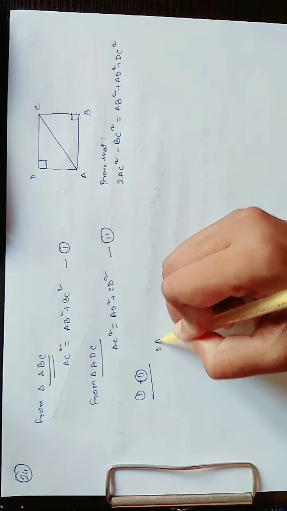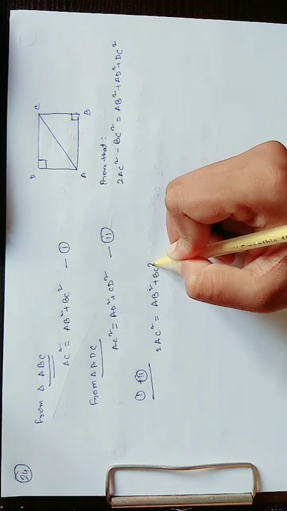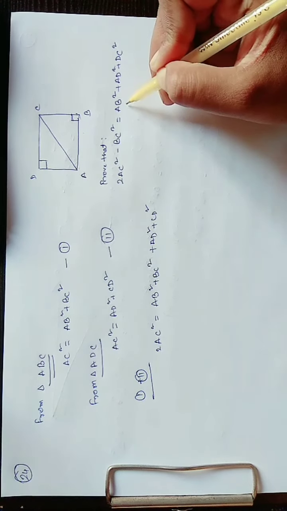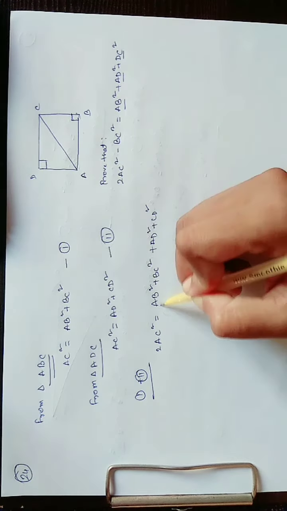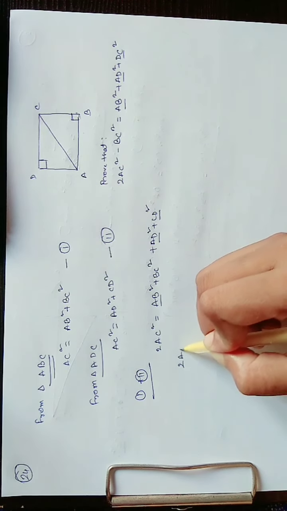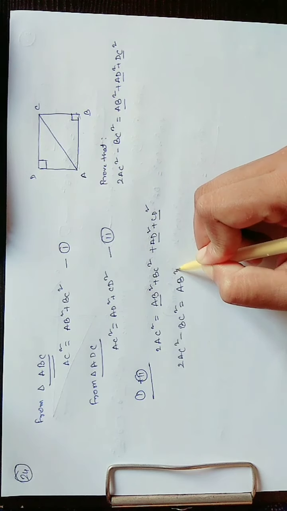So you will get 2AC square equals AB square plus BC square plus AD square plus CD square. Now look at the right hand side, AB, AD, CD. This will be on the right hand side and this BC will come on the left hand side. So it was a super duper easy sum.